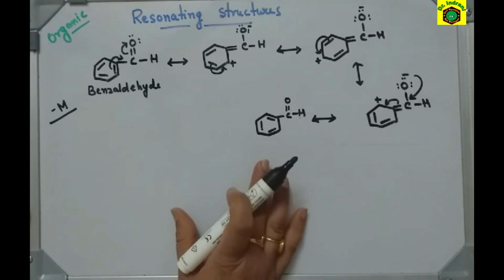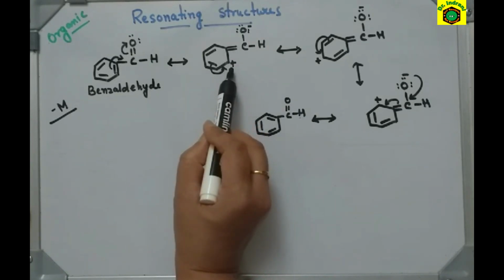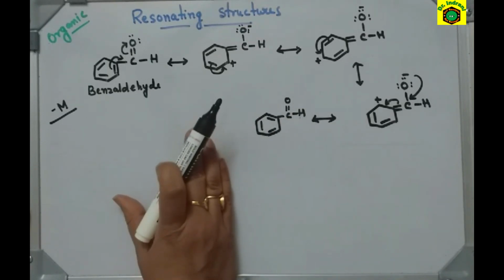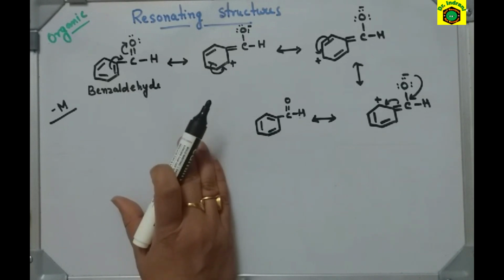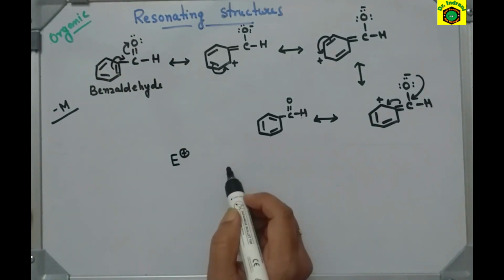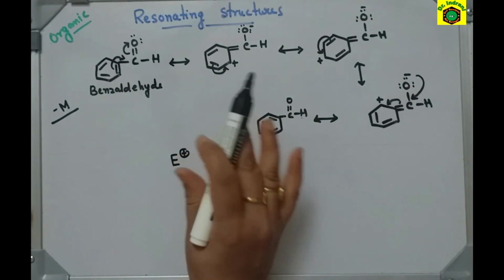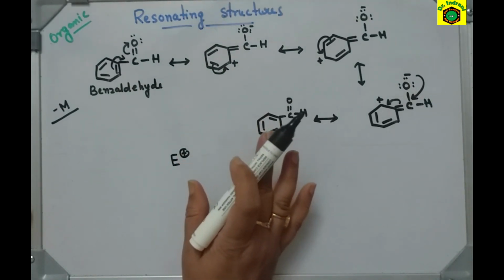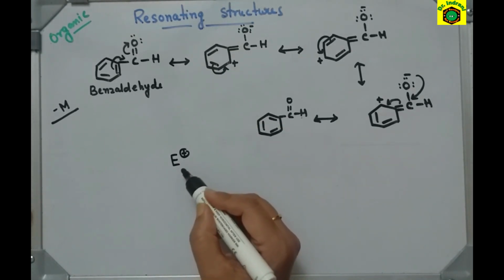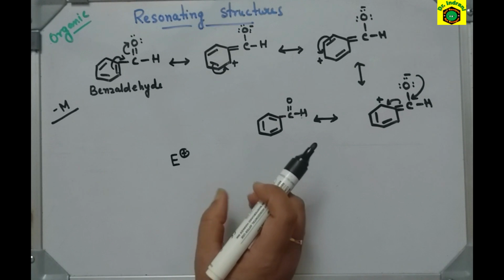During writing the resonating structures, you can see that with respect to the CHO group, this is ortho position, this is para, this is ortho. So ortho and para positions are electron deficient. That's why positive charge is coming. If an electrophile attacks this compound, what will happen? Where electron density is more, at that position the electrophile will attack. We have seen ortho and para positions are electron deficient. So obviously the electrophile will attack at meta position. It is comparatively more electron rich, electron dense.